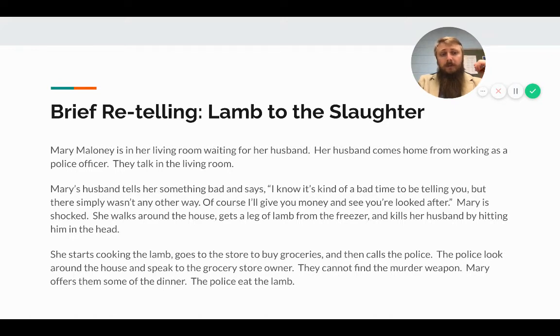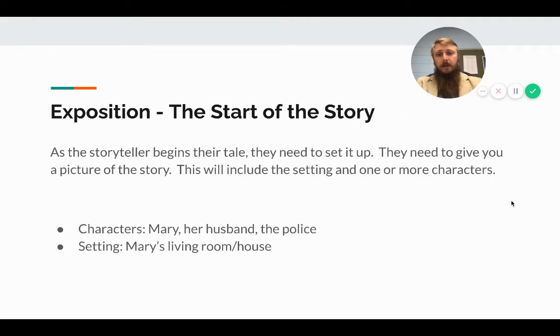Let's look at some of the first pieces to a story arc. The exposition, the start of the story. As a storyteller begins a tale, they need to set it up. It would be strange if a movie started on just a black screen and stayed on a black screen and you never saw a character or a place. A storyteller begins a tale by setting it up. They need to give you a picture of the story. They're going to include setting and one or more characters.